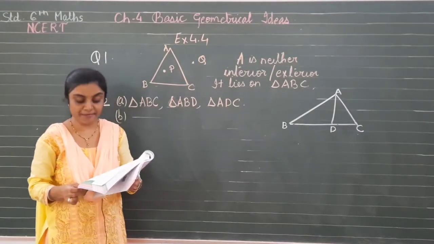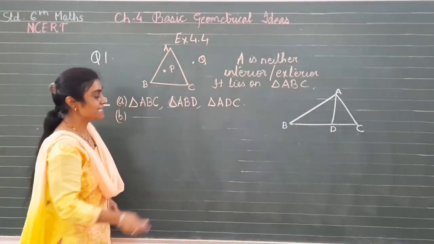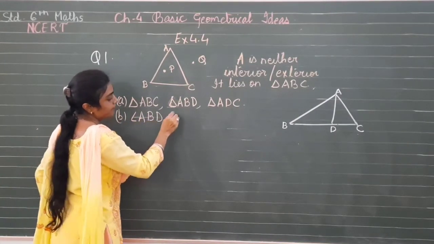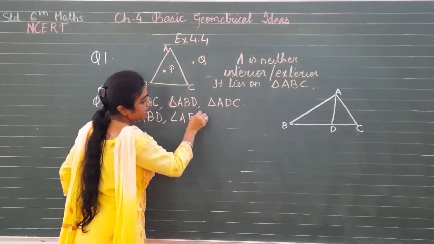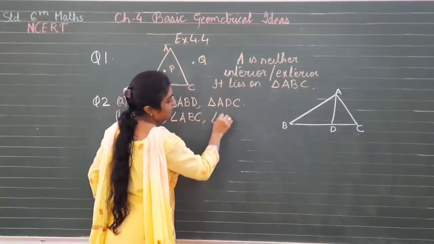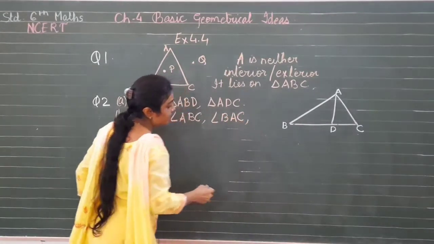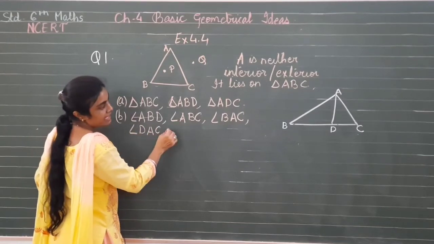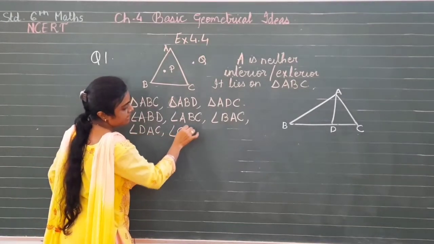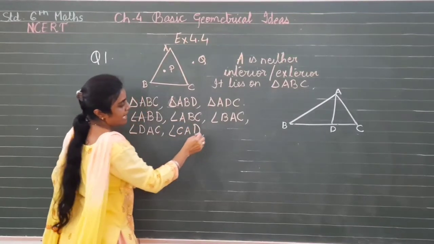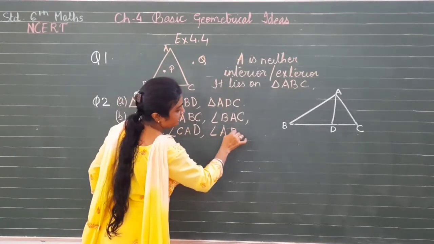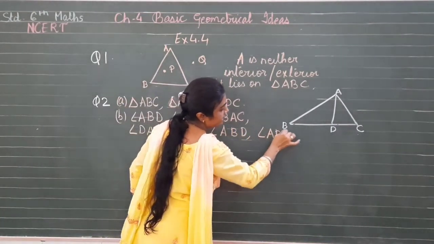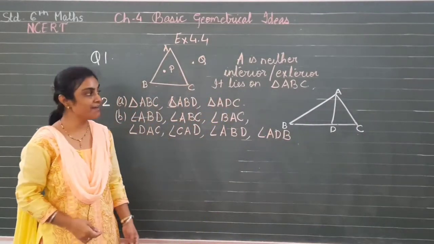Write the names of 7 angles. So we will write down the names of 7 angles. Angle ABD, angle ABC, angle BAC, angle DAC, angle CAD, angle ABD and angle ADB. So these are the names of 7 angles.